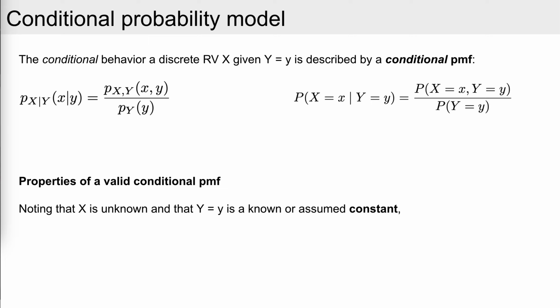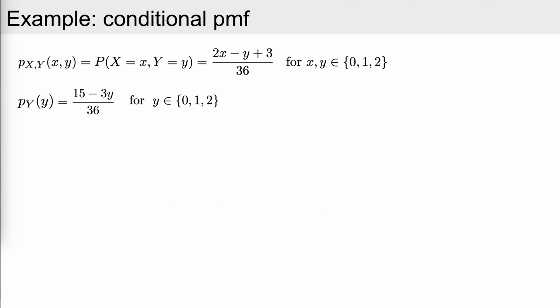Keeping these rules in mind, the conditional PMF of x, given that y equals y, can vary across different values of x and must be non-negative for any x. Again, this is a model of the unknown random variable x. Further, the conditional PMF must sum to 1 across all possible values of x. Again, y is a constant here, so it doesn't make sense to sum the PMF across y. Let's apply this result to our example.